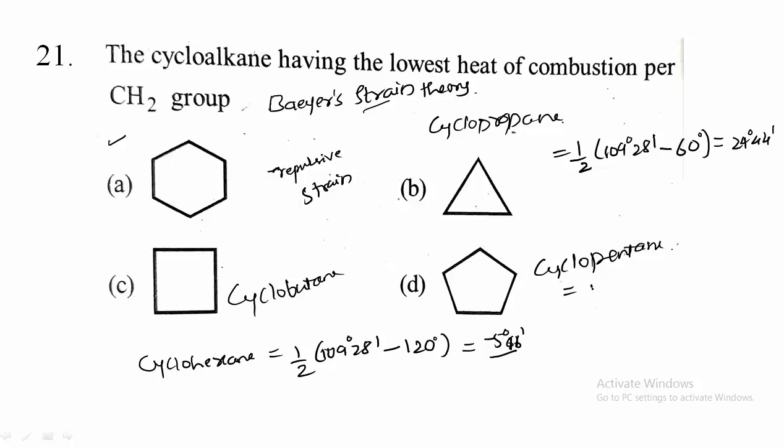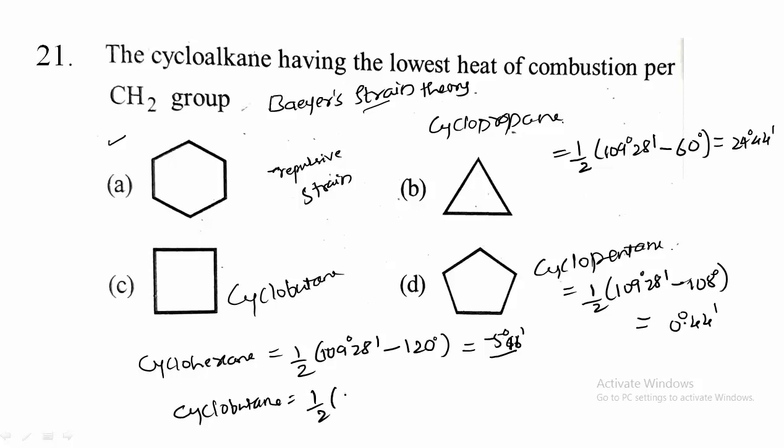And in case of cyclopentane, how can we calculate? Half of 109 degree 28 minutes minus, in pentane the bond angle is 108 degree. So we will get 0 degree 44 minutes. And in cyclobutane, how can we calculate? Cyclobutane is equal to half into 109 degree 28 minutes minus the bond angle of 90 degree. So we will get 9 degree 44 minutes.